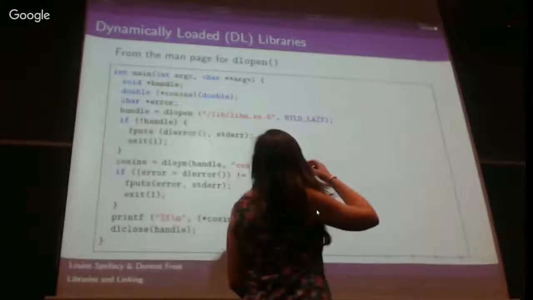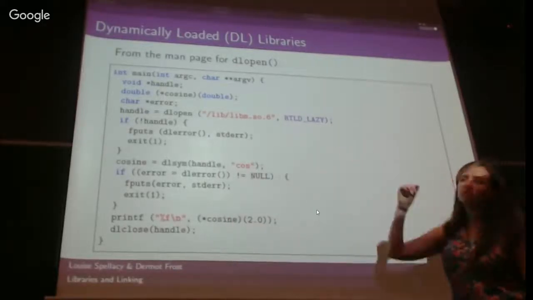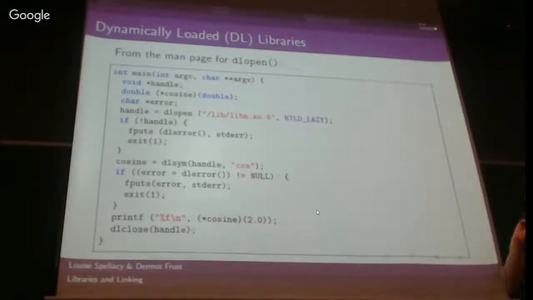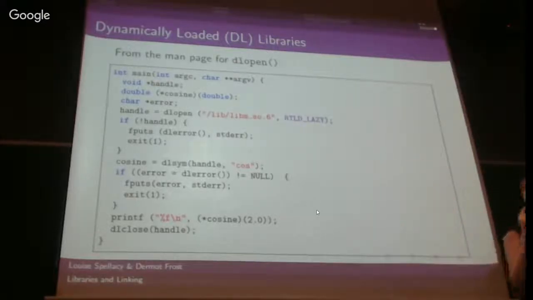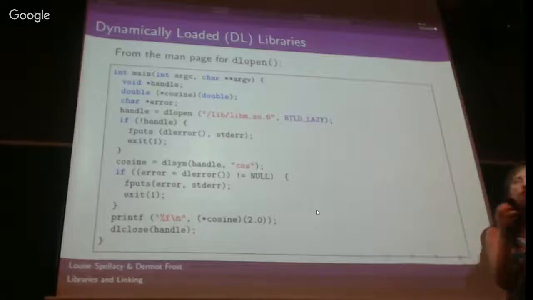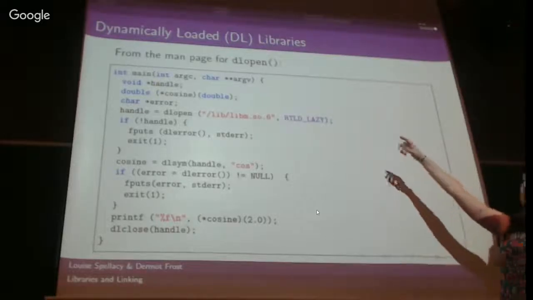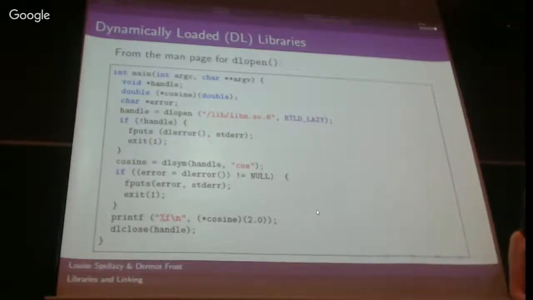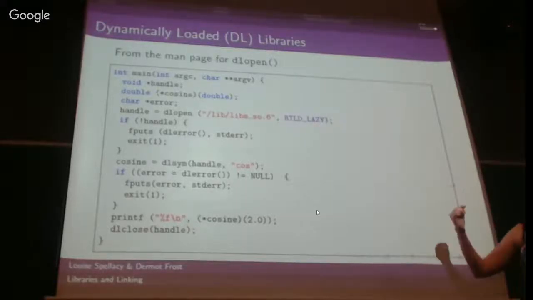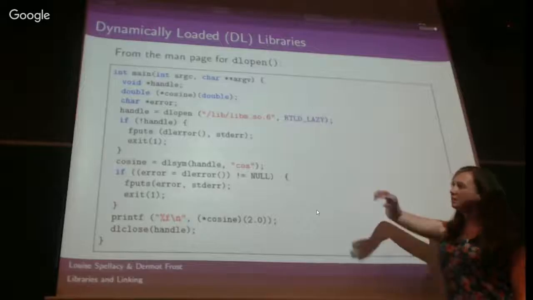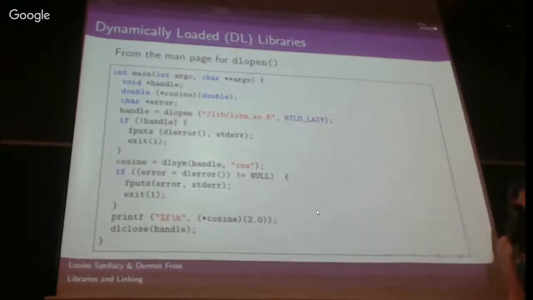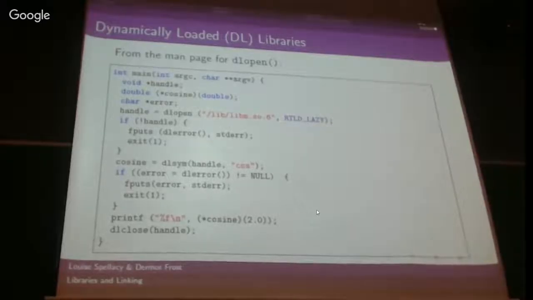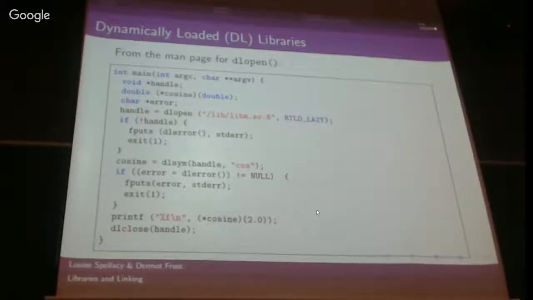What's happening here is you need to know what the function looks like at the beginning. We know that the cosine function takes a double as its argument, so we need to declare a function pointer at the beginning for cosine, where we're going to store the pointer to the function that we look up. And here we're going to use dlopen to open the maths library, libm.so.6, which is stored in one of the default libraries.